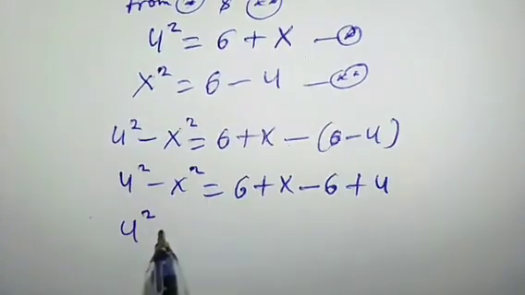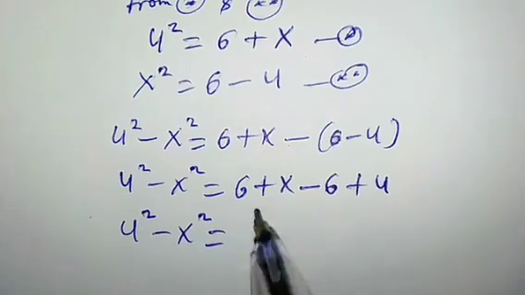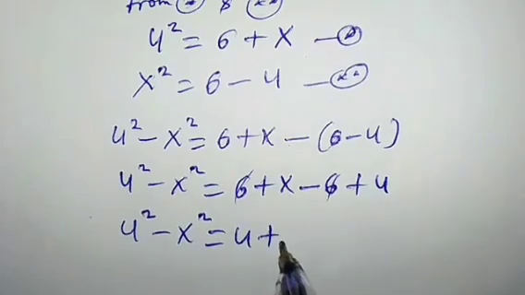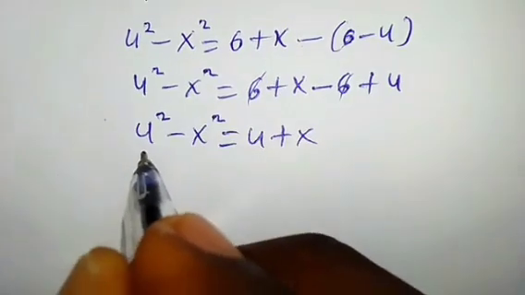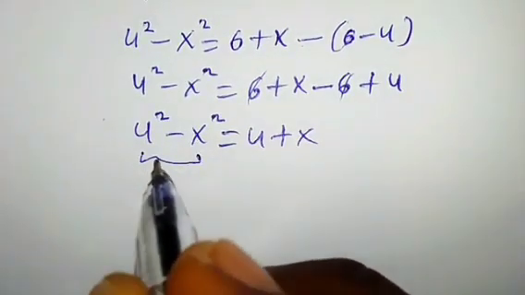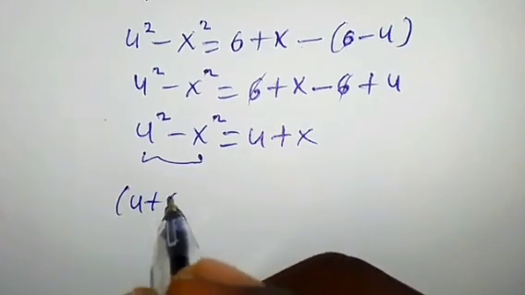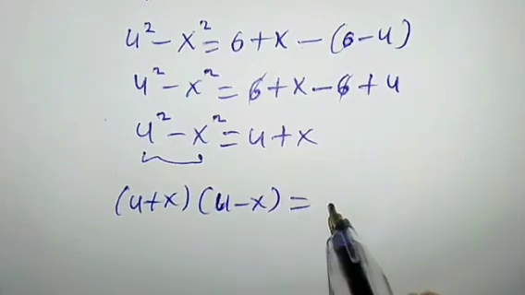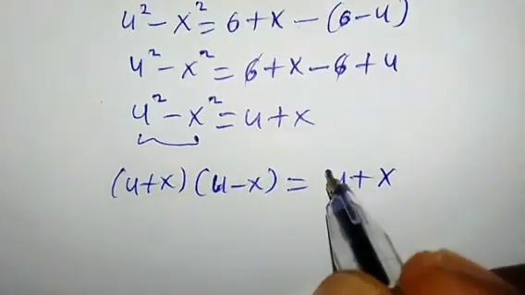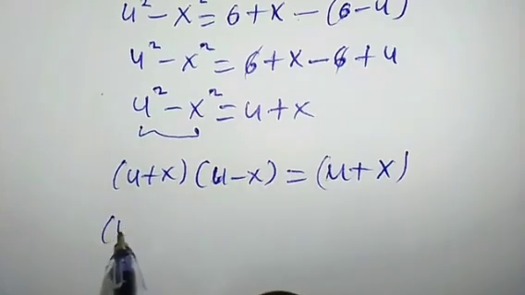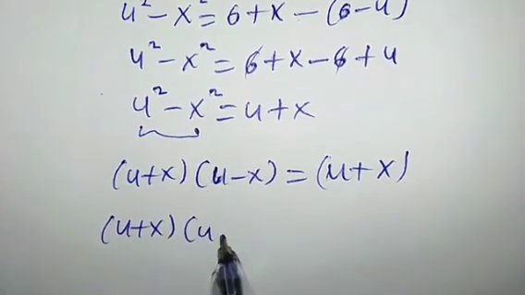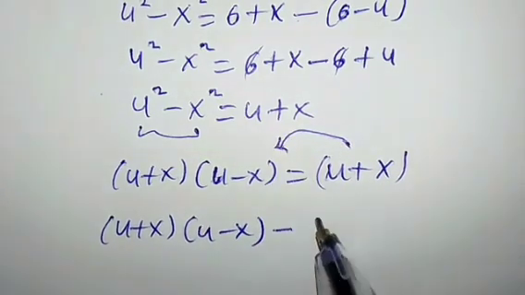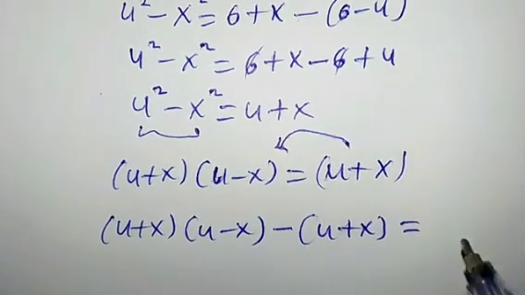U to the power of 2 minus x to the power of 2 is equal to 6 minus 6, that is 0. So we are left with u plus x. Don't forget that this guy is a difference of 2 squares. So it becomes u plus x times u minus x equal to u plus x. Let us also put it in brackets. Nothing has changed. U plus x times u minus x. When this guy comes to the left, it becomes negative u plus x equal to 0.